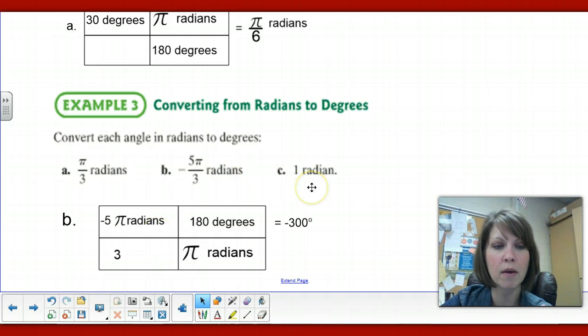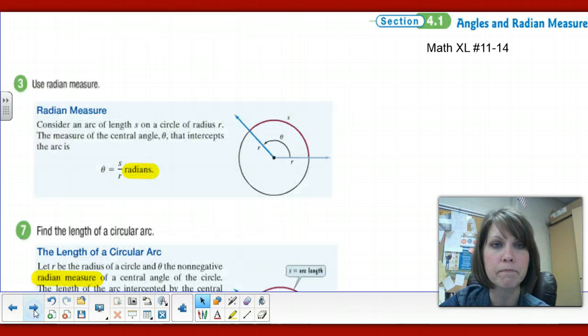Looking here, thinking about a trick that came up, 1 radian does not mean 1 pi. If they want pi in there, you will be shown pi. We see pi a lot with radians, more often than not, but not always. So they've thrown this example in, and if you want to see that, you can go in your textbook, 4.1, example 3, part C.